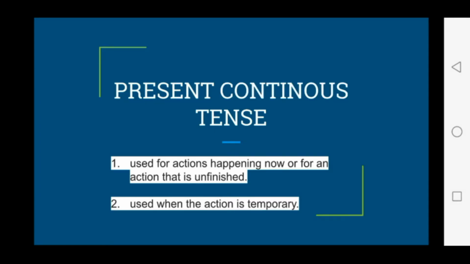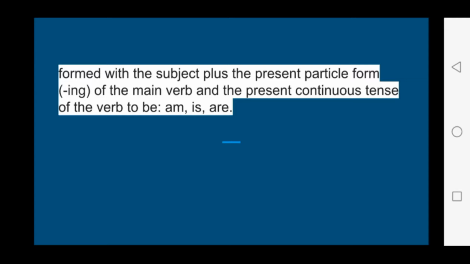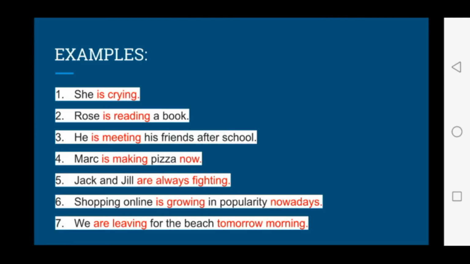So the next part is how present continuous tense is formed. Basically, present continuous tense is formed with the subject plus the present participle form, where we add ing to the main verb, and the present tense of the verb to be, which are am, is, are. And then, some examples of present continuous tense.